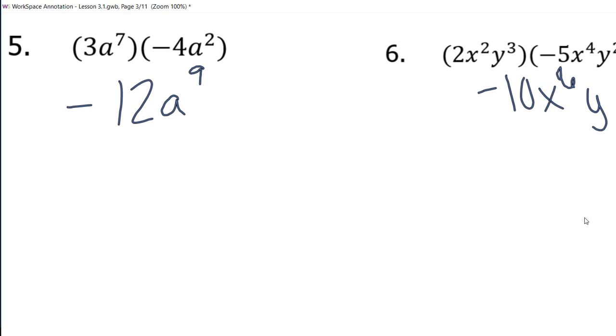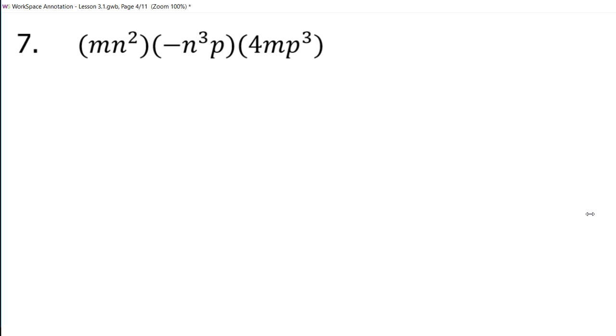Number 7. How is number 7 different? It has, well, technically there's 3 coefficients. Let me change to a red. Over here, what coefficient should be out front? A 1. What about right here? It's really a negative 1, and then we have a positive 4. So multiply all 3 of those together. So it's 1 times negative 1. And what's negative 1 times 4?